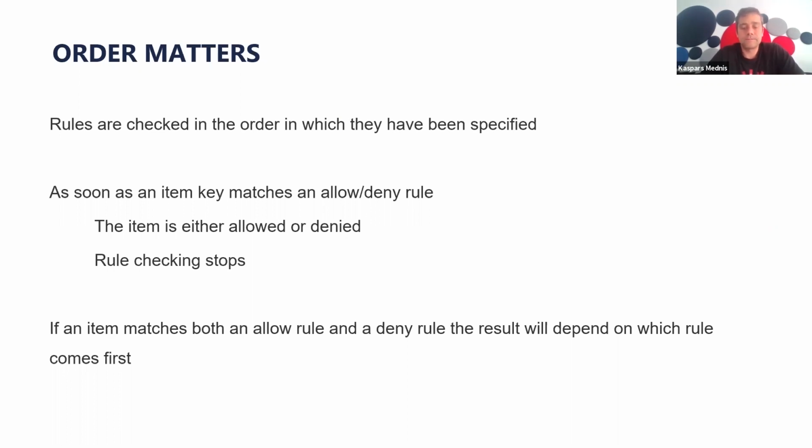And the list will be parsed from the top to the bottom. As soon as any item key matches a rule, the item will be allowed or denied, and the rule checking will stop. So if an item matches both allow rules and deny rules, the result will depend on which rule is defined first on your list.